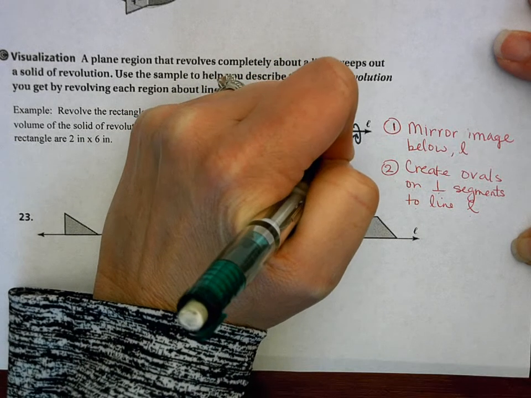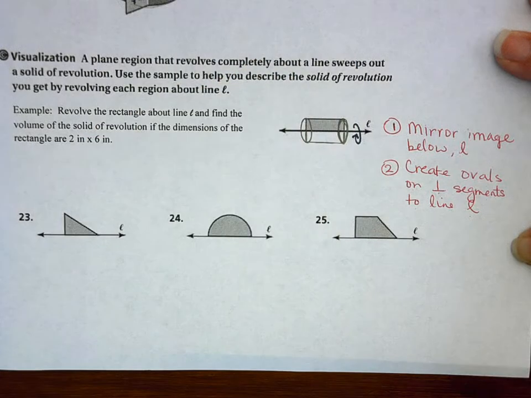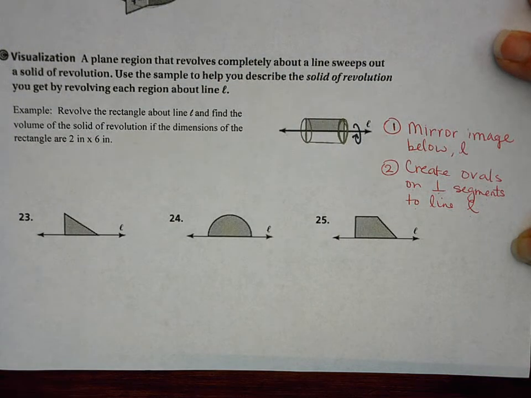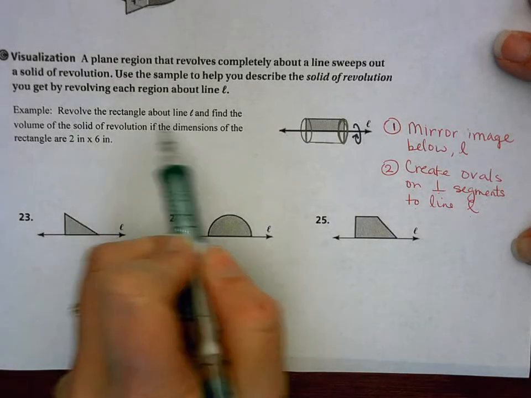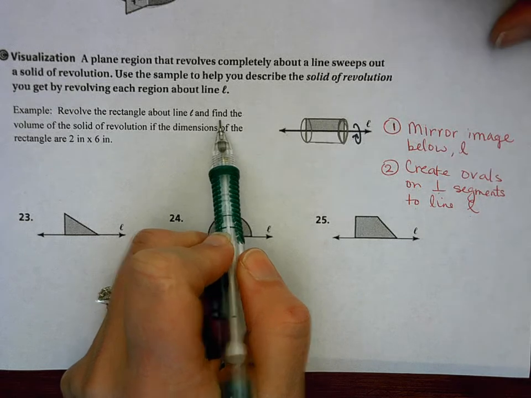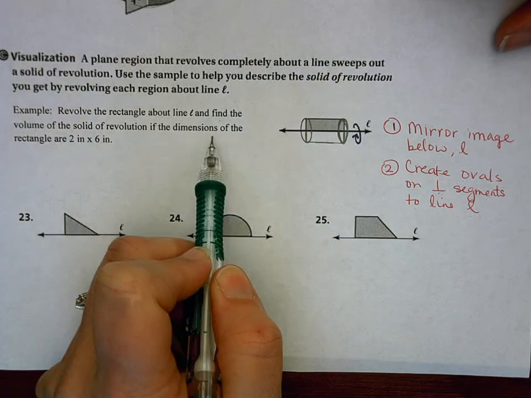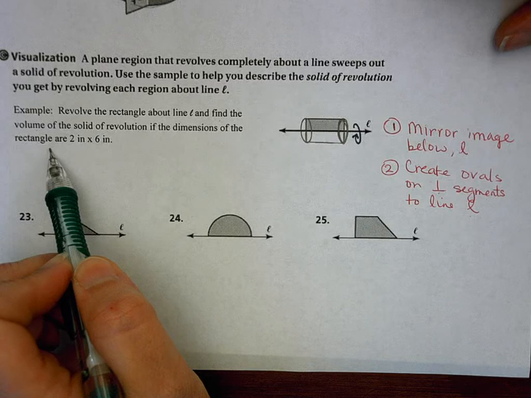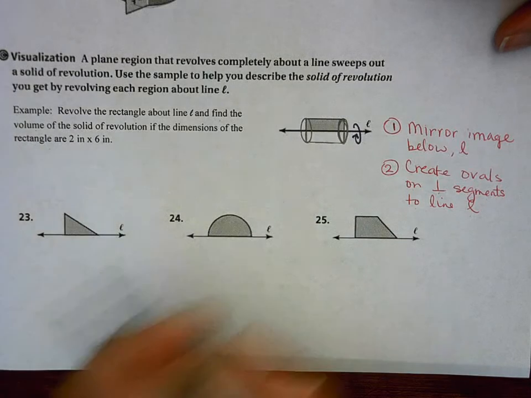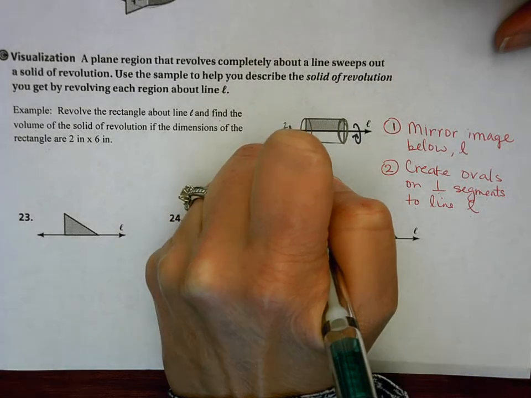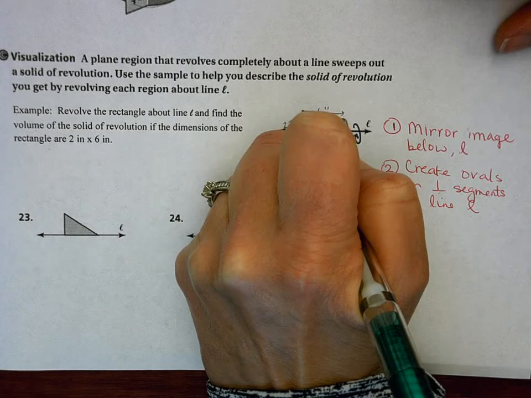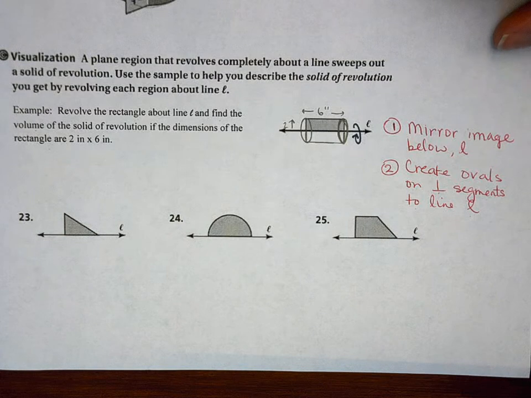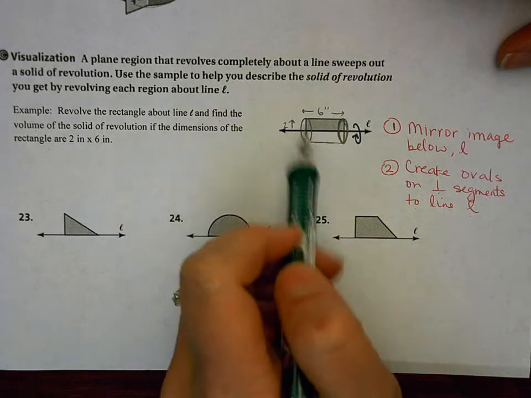And some of you may do some shading or dotted lines, but I just need to get the sense of, okay, that looks like a cylinder to me. Okay? All right, and then there's another part to this. So it says to revolve the rectangle about the line L, which we did. And we want to find the volume of the solid of revolution if the dimensions of the rectangle were 2 inches by 6 inches. So that means this rectangle is 2 inches by 6 inches. So this is before we revolved it, right? So the rectangle was 2 inches by 6 inches.